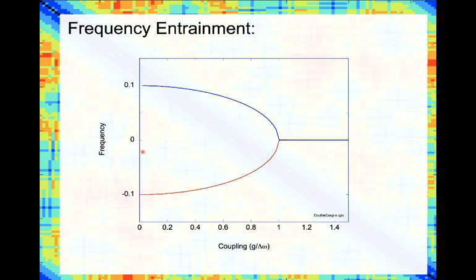So you see that these two frequencies, we're starting with one oscillator that has a frequency of 0.1, and the other oscillator has a frequency of minus 0.1. And as G increases from 0, these actually pull together to the compromise frequency. Now in this case, the compromise frequency was just set to be 0 between these two.